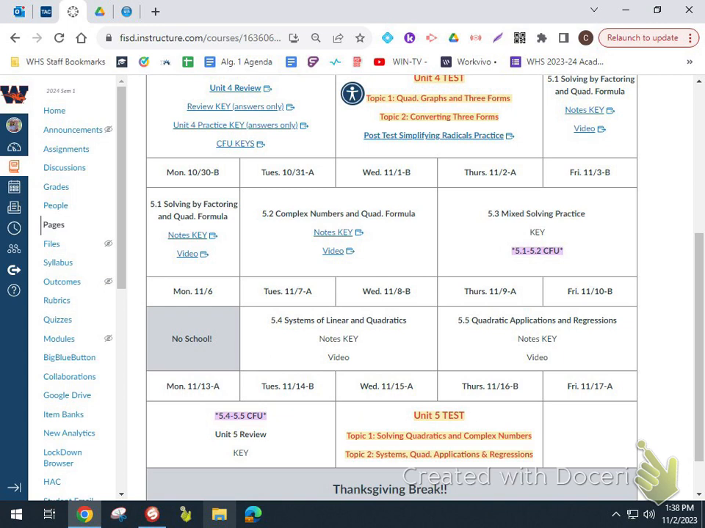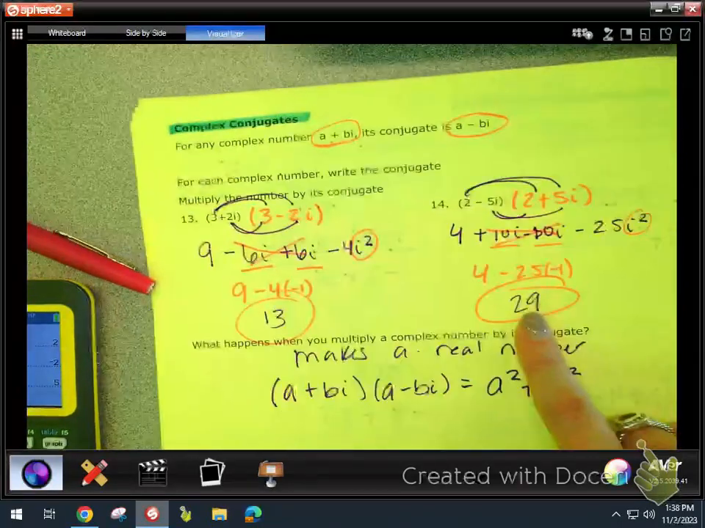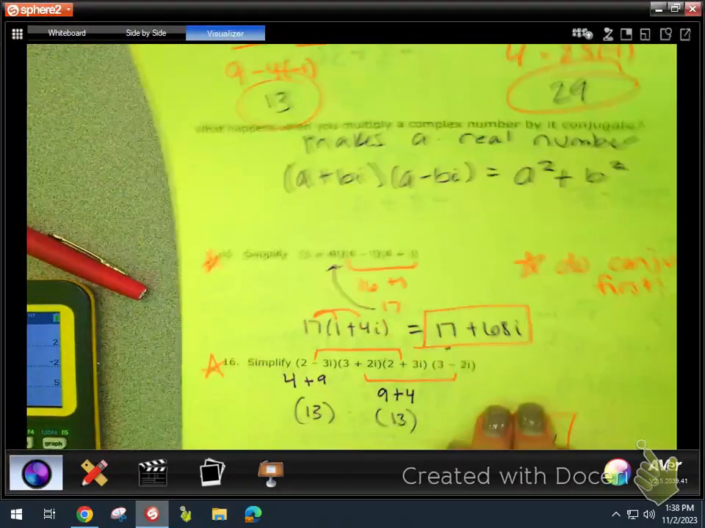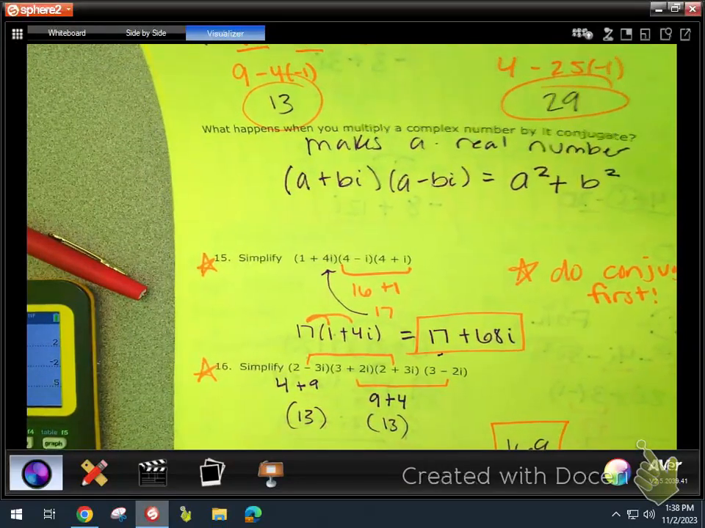It's going to have solved by factoring, solved by quadratic formula, real and imaginary, and then a little bit of this writing. It might have some, I don't know, we'll see. And then we're going to grade that at the end. So I don't know if it has this on here, on the CFU. But I know that this type of stuff was on the test: the multiplying with complex numbers, conjugates, all that stuff.